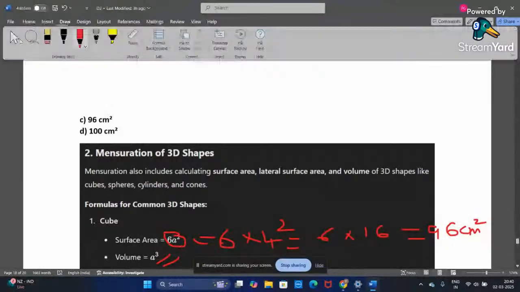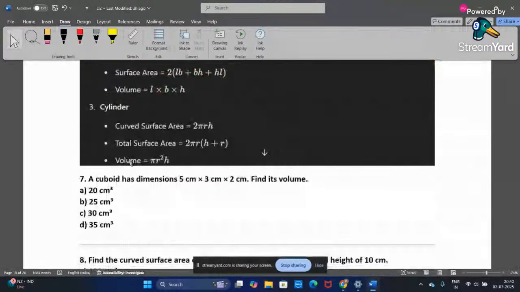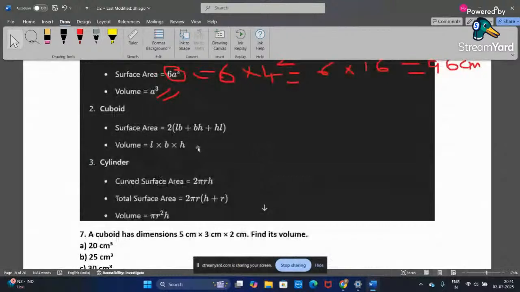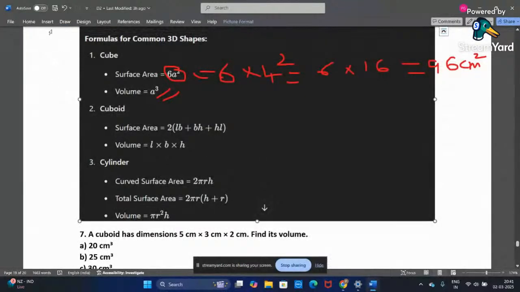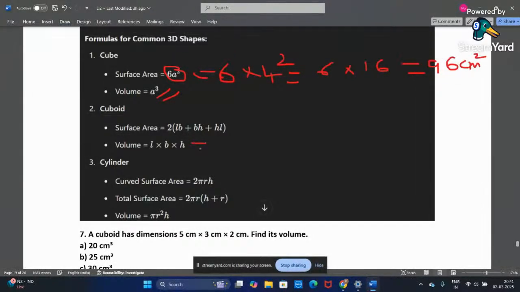Okay, we'll move on to the next one. A cuboid has dimension of 5 centimeter into 3 centimeter into 2 centimeter. Find its volume. What is the volume formula? This is your volume formula. So what you have to do, you have to just substitute the value, that is 5 into 3 into 2. 5 3s are 15, 15 2s are 30.